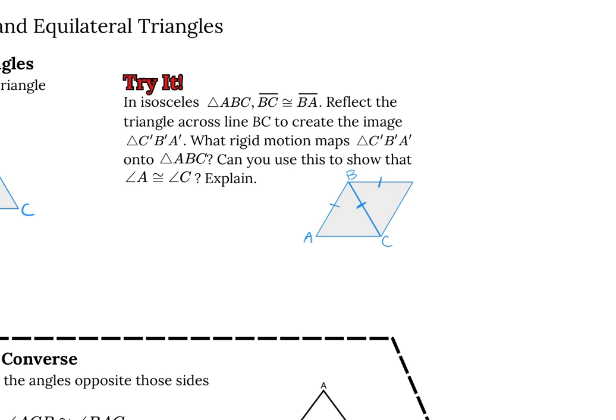Okay, so then this would be B prime, this would be A prime, and this would be C prime. Okay, so through a rotation around B, we would have a rigid motion. And we can prove congruence between angle A and angle C because we know that C is equal to A prime, which is equal to A because of the rigid motion.